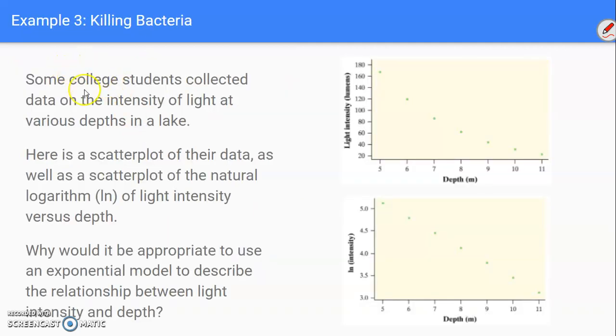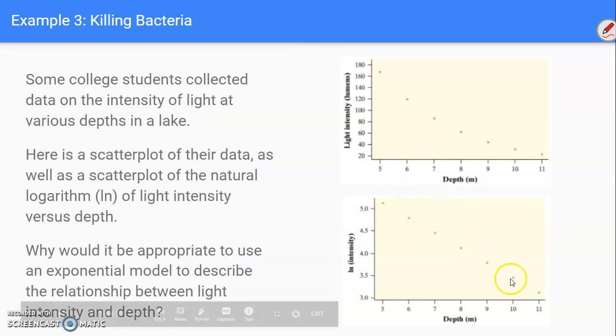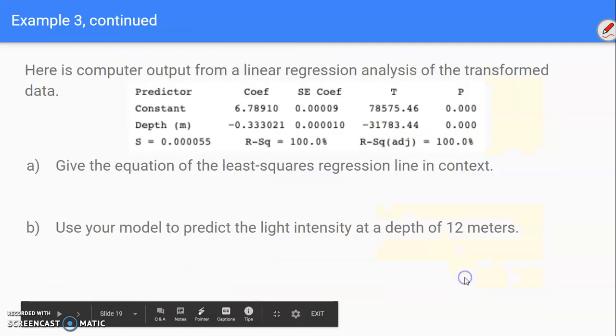So this is looking at college students who collected data on the intensity of light. Light intensity is on the y-axis versus various depths on the x-axis. The scatter plot is showing the depth versus light intensity, and then this bottom one is showing the depth versus the log, or in this case ln, the natural log of light intensity. We can see that the scatter plot with the log of intensity versus depth is much more linear, almost exactly perfectly linear.